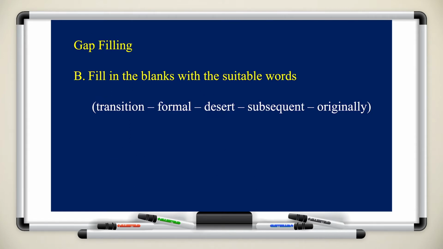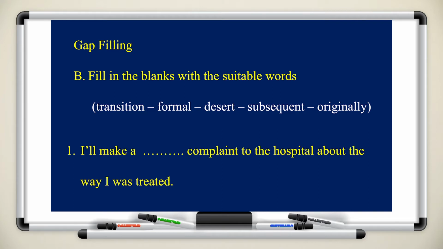So we have another exercise, which is the gap filling, and we want to fill in the blanks with the suitable words. And we have 5 words. We have transition, formal, dessert, subsequent, and originally. So let's take a look at the first question.